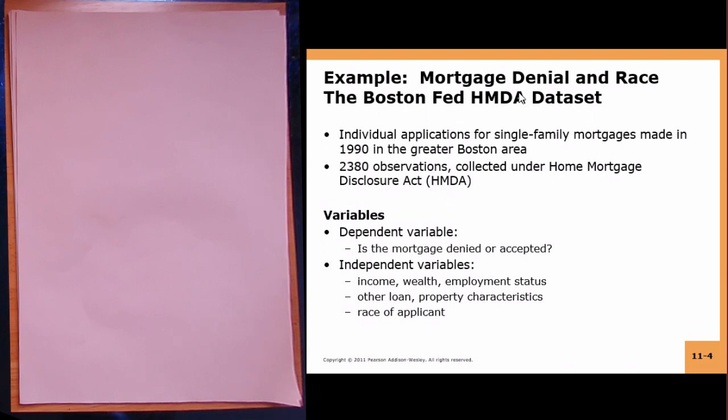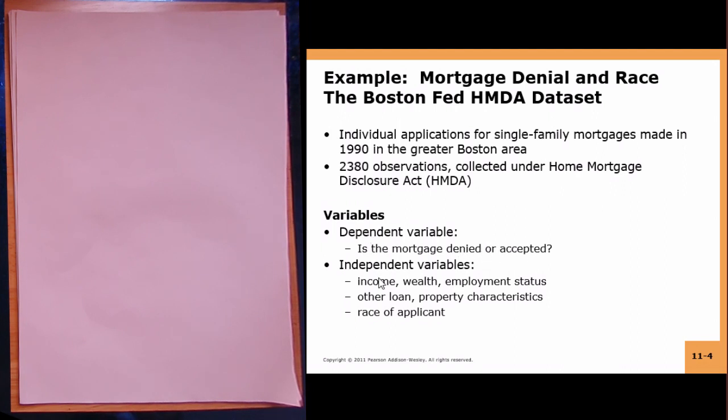So the particular example that we will take a look at is the mortgage denial and race data set. This is a data set that collected data in 1990 in the Greater Boston area. It has 2,380 observations, and this was collected under the Home Mortgage Disclosure Act, which basically says that banks have to disclose the details of the people who applied for mortgages and whether that application was accepted or denied.